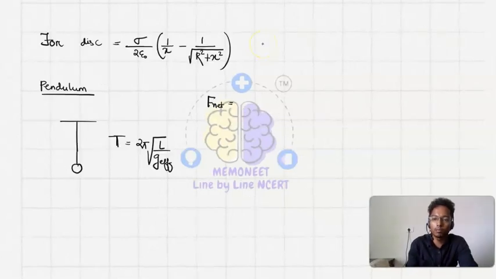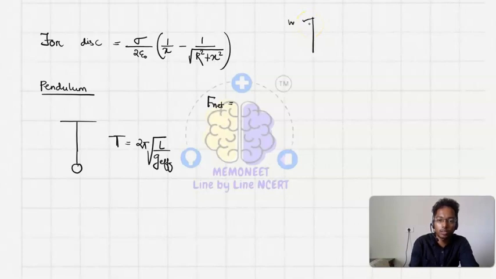This we have sigma upon 2 epsilon naught (1 upon x minus 1 upon under root of r square plus x square). Okay. Another, let's say we have the non-conducting sheet. Let's say this is the non-conducting sheet. Okay, so here the electric field will be sigma upon 2 epsilon.